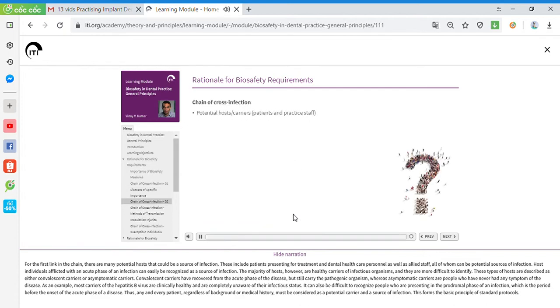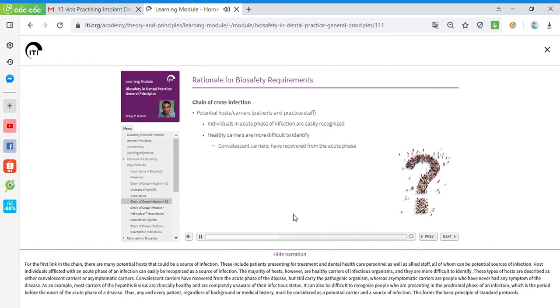For the first link in the chain, there are many potential hosts that could be a source of infection. These include patients presenting for treatment and dental healthcare personnel, as well as allied staff, all of whom can be potential sources of infection. Host individuals afflicted with an acute phase of an infection can easily be recognized as a source of infection. The majority of hosts, however, are healthy carriers of infectious organisms, and they're more difficult to identify.